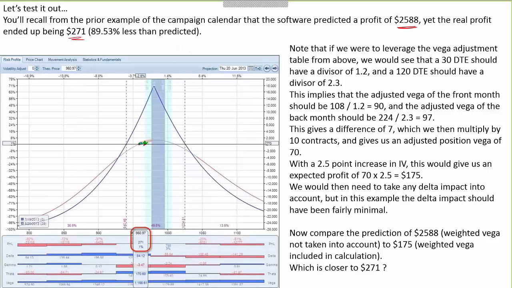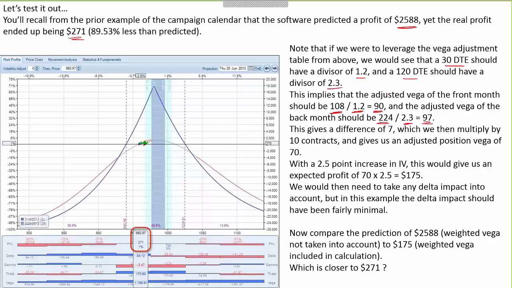Well, if we look at this, we had a 30 DTE option, and if we use the static model, right, that lookup table, but you can absolutely use Nassim's model as well, which you'll see on the next slide, and so you can compare the two. So here I'm first going to use a static model. The Vega divisor is 1.2, so for that particular option, we grab the raw Vega of that option, we divide that by 1.2 to figure out what our weighted Vega is for that leg. Then we grab the raw Vega of the back month option, which is at 120 days out. The Vega divisor for that was 2.3, so we divide that by 2.3. That gives us a weighted Vega of 97.